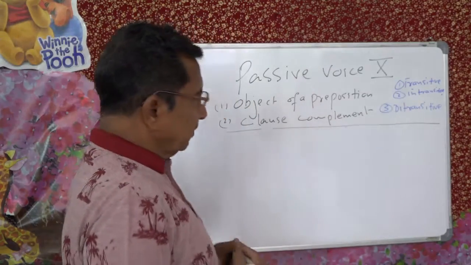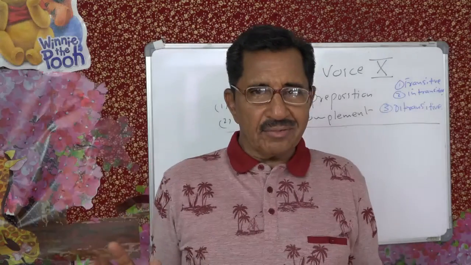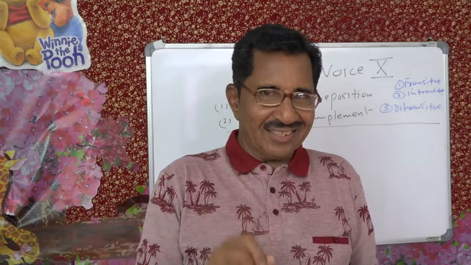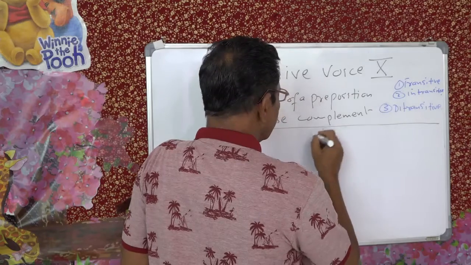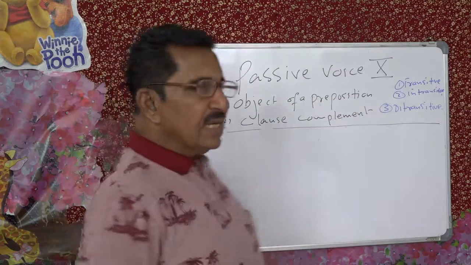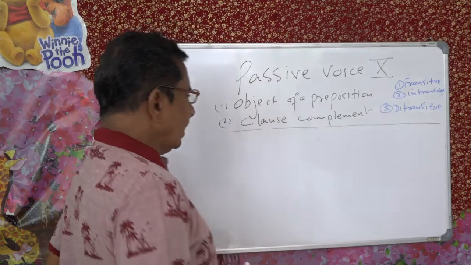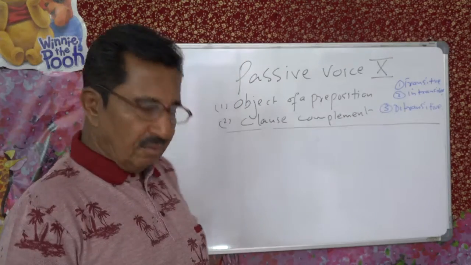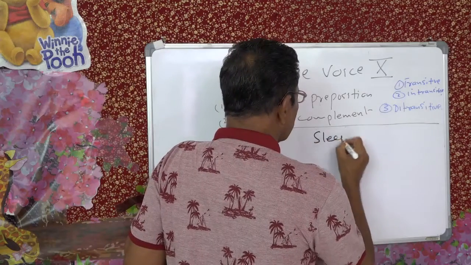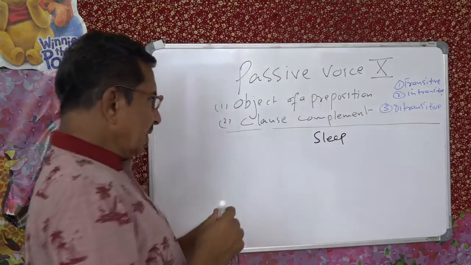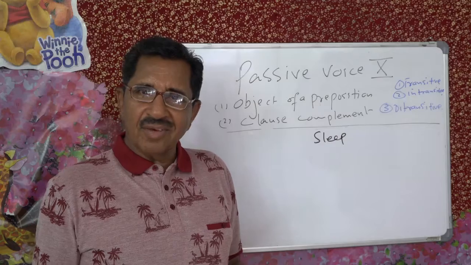Okay. Now you see, I have told you that only transitive verbs can have passive. Now there are some exceptions. And one of these exceptions is sleep. Sleep is not a transitive verb. How do you know sleep is transitive or not? Ask this question. He sleeps what? He sleeps whom? No answer.